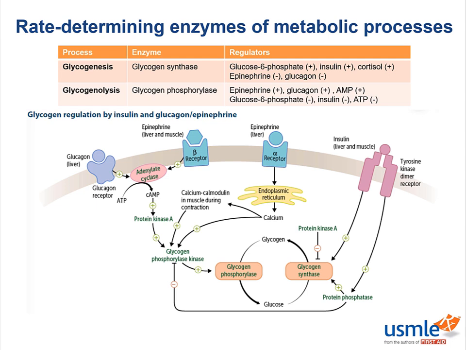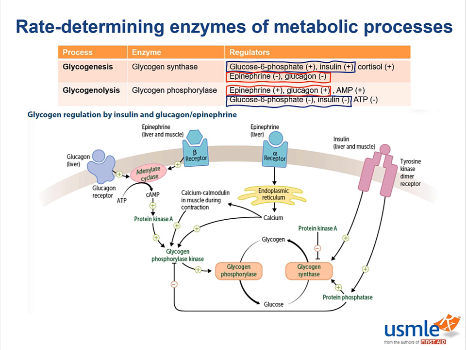Let's take a closer look at glycogenesis, or the creation, storage of glycogen, and glycogenolysis, or the breakdown of glycogen into glucose. As you can see, the inducers of glycogenesis are the inhibitors of glycogenolysis, while the inhibitors of glycogenesis are the inducers of glycogenolysis. And this all makes sense looking at the diagram. These two processes are opposite sides of the same coin and are involved in glycogen metabolism.